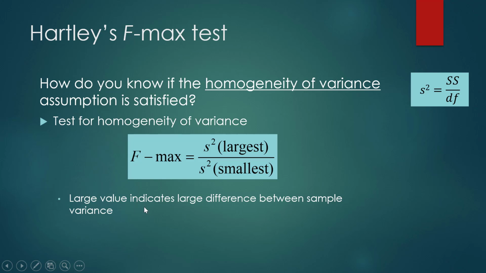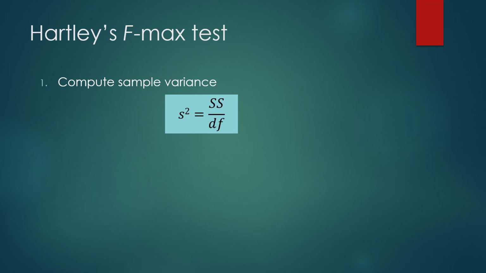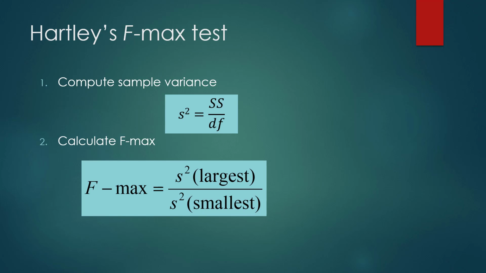So a large value indicates a large difference between sample variances, which is what we don't want. A small value near 1 indicates similar sample variances, and that is what we do want. So we're already very familiar with this formula to calculate variance. Now we need that in order to calculate our Fmax, which is going to test that homogeneity of variance.